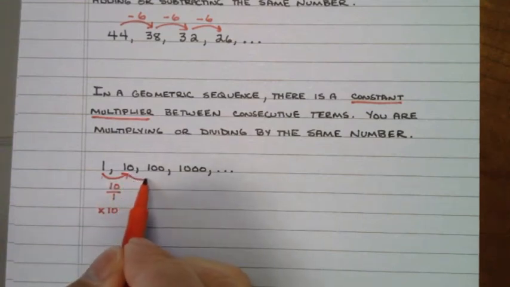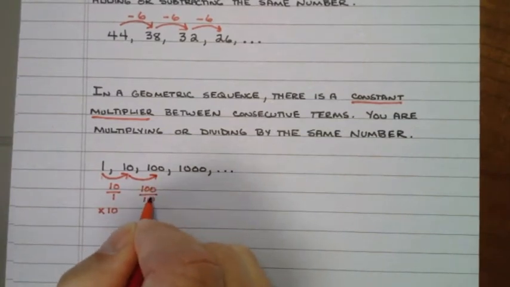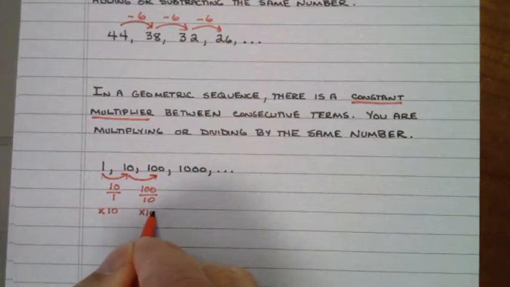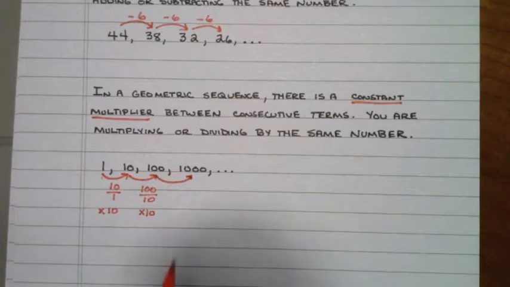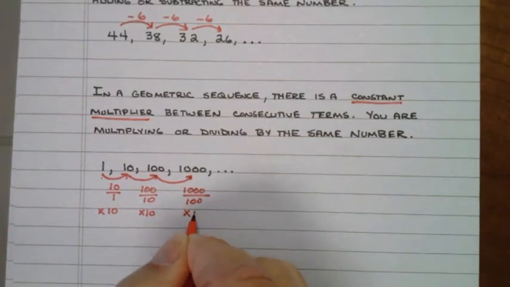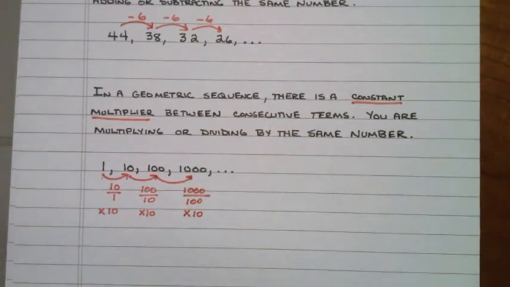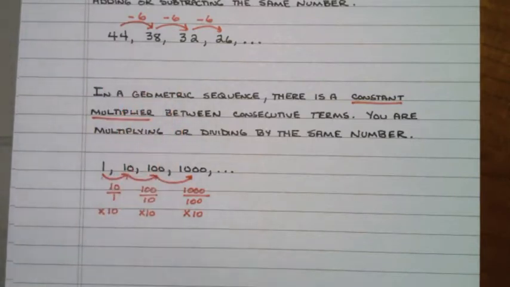Let's see if it works between these terms. I'm going to take 100 divided by 10. 100 divided by 10, I'm still multiplying by 10. I need to see if it's going to work between these two terms. 1,000 divided by 100. 1,000 divided by 100, I'm still multiplying by 10. So, for it to be a geometric sequence, you have to be multiplying by the same number or dividing by the same number. For it to be an arithmetic sequence, you have to be adding or subtracting by the same number. So let's look at some examples.